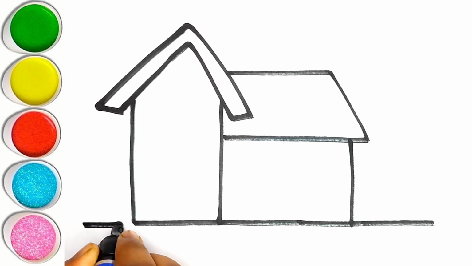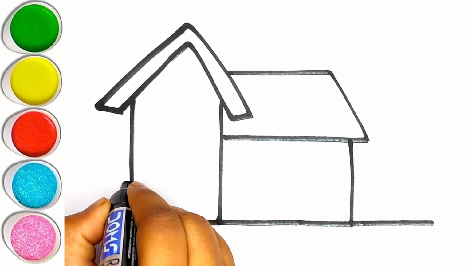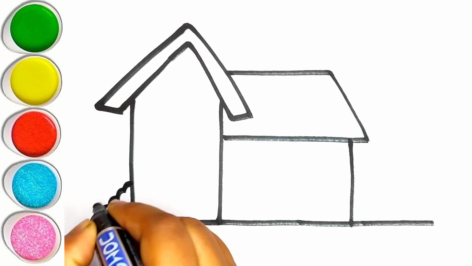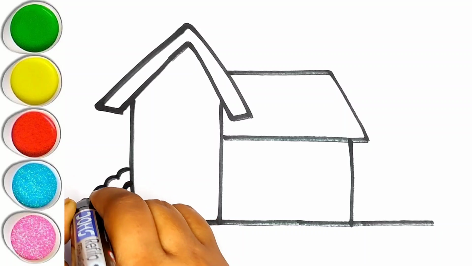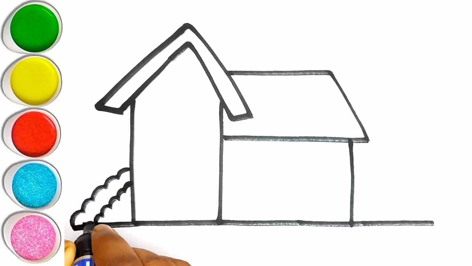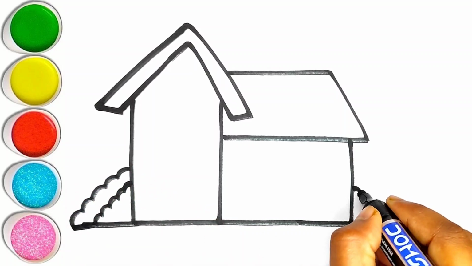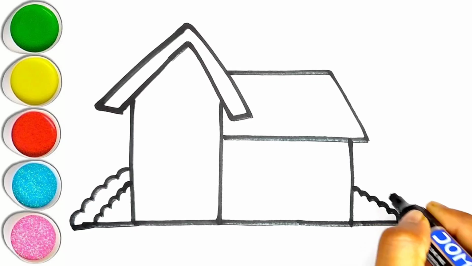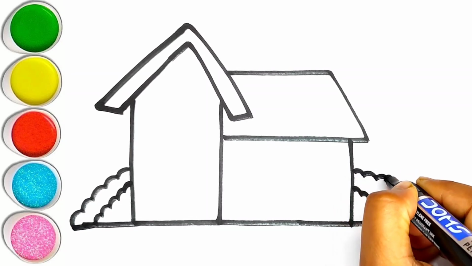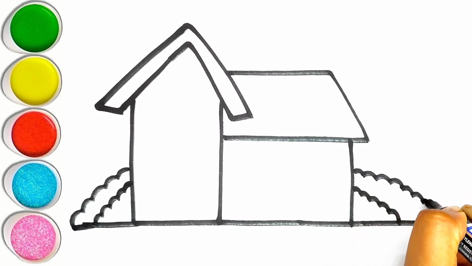Then we draw this line and here the tree beside this house. On the left side we draw the house and on the right side we draw the tree. This is the tree.